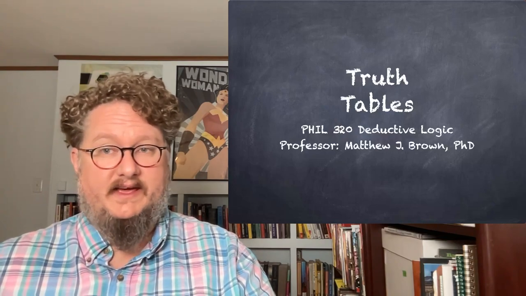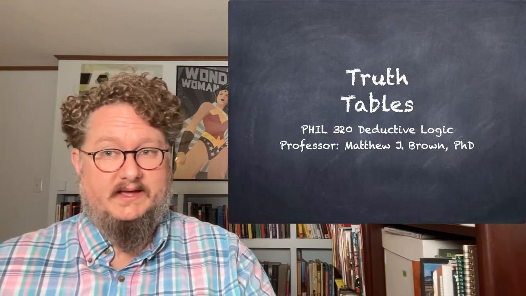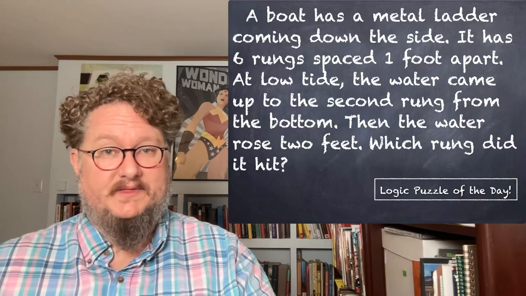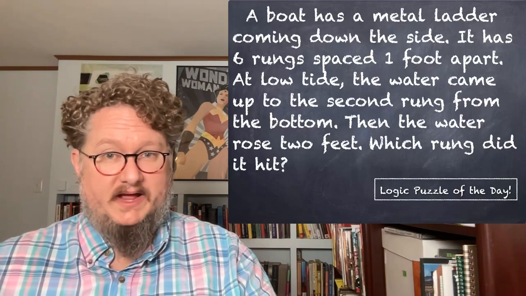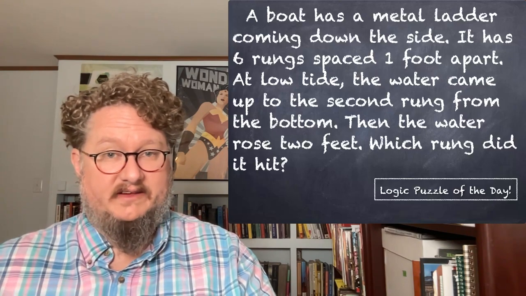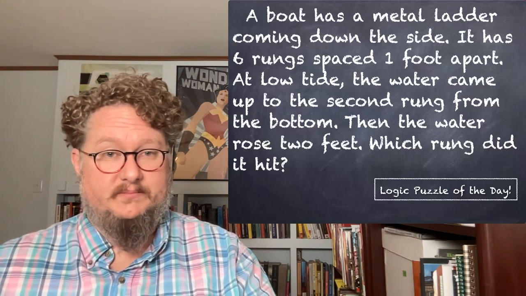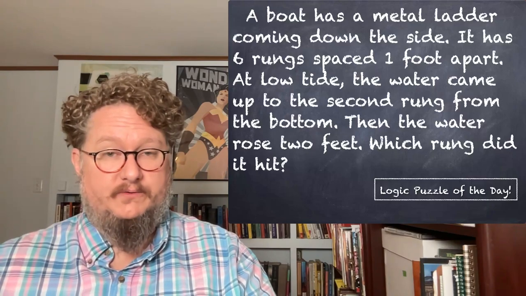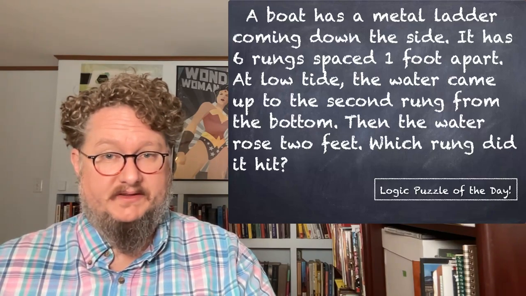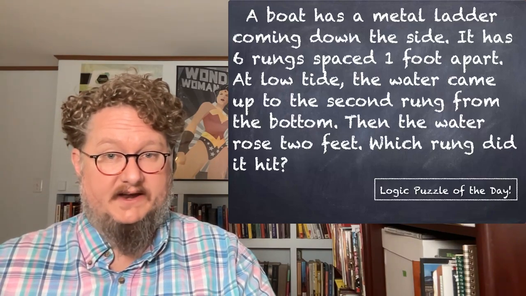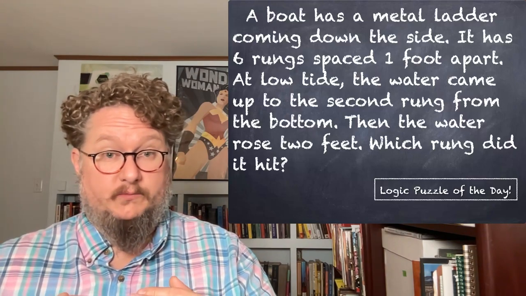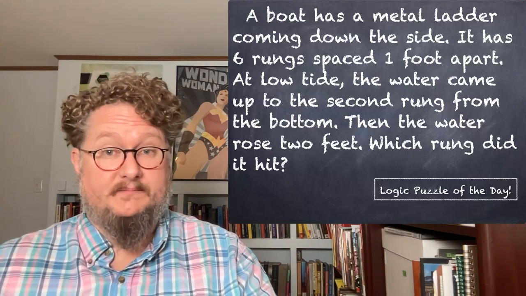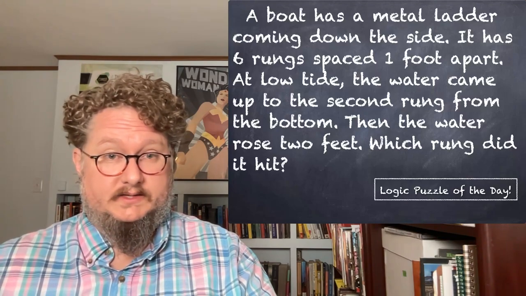Before we get into the details, first I want to share with you a quick logic puzzle of the day. Here's how it goes. A boat has a metal ladder coming down the side. The metal ladder has 6 rungs spaced 1 foot apart. At low tide, the water came up to the 2nd rung from the bottom of the ladder. Then the water level rose 2 feet as the tide came in. Which rung did the water now hit?